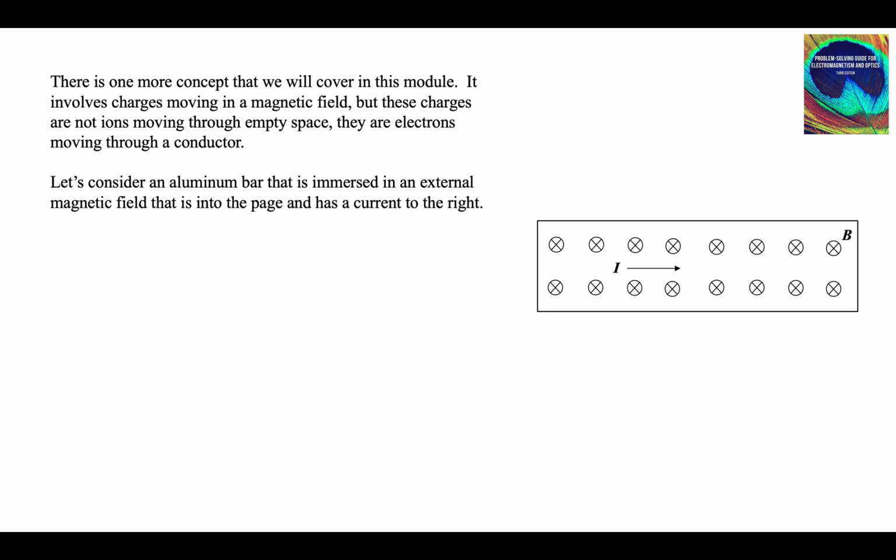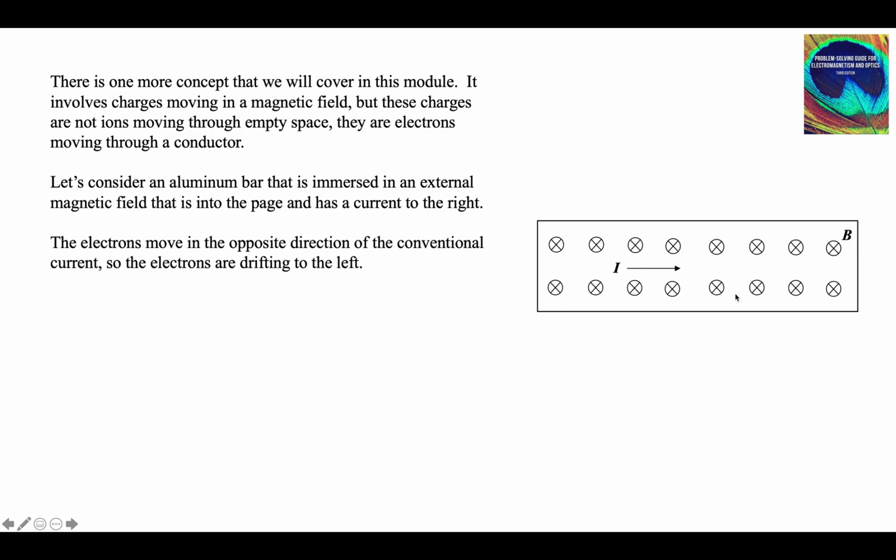That magnetic field is into the page, and the conventional current I is to the right. So here's the aluminum bar, a section of the bar. There's this external field that we're not considering where it came from. Now the electrons move in the opposite direction of the conventional current. So if the current is to the right, in reality, the electrons are drifting to the left. So there's the drift speed.